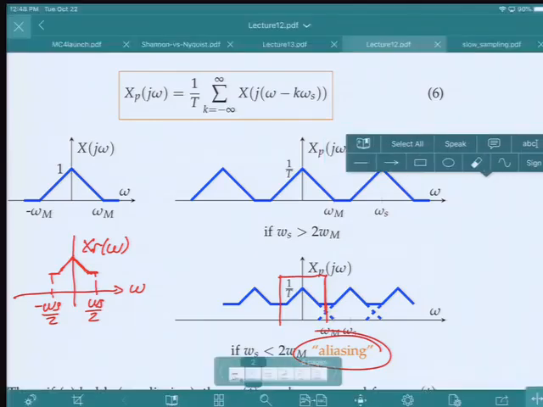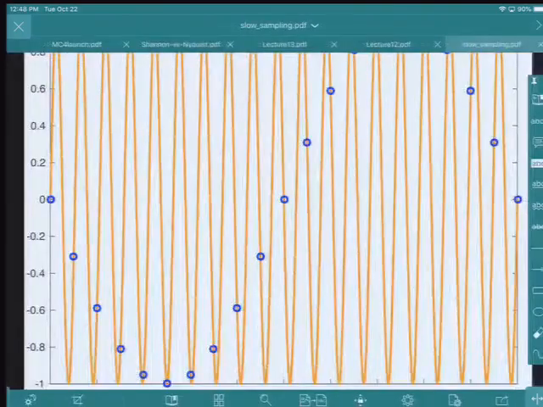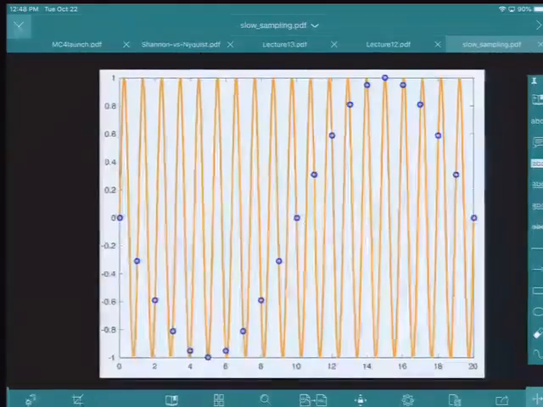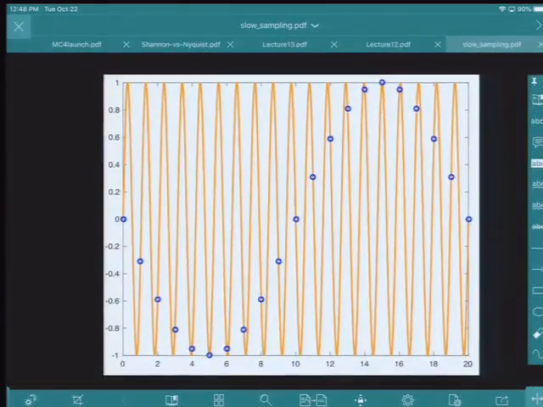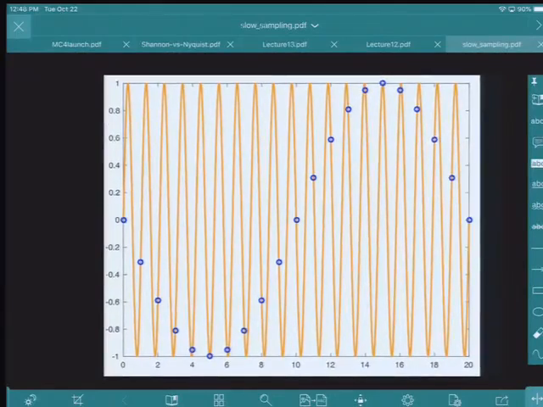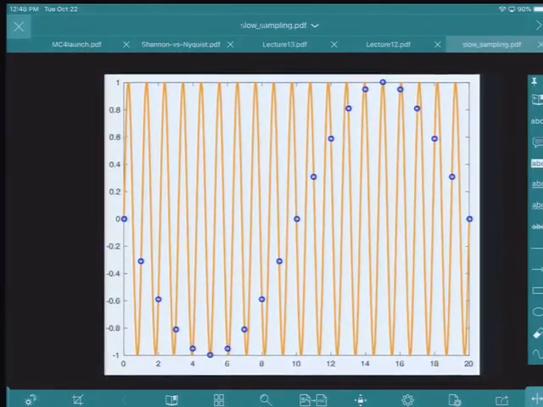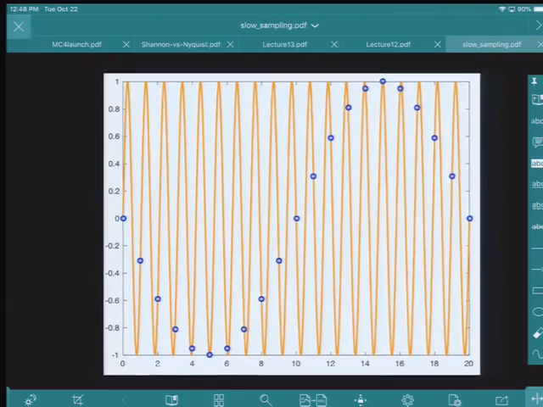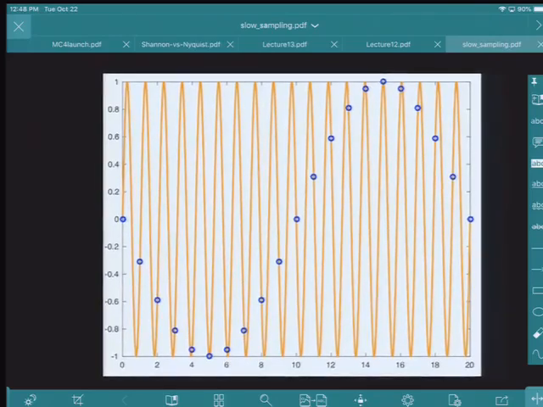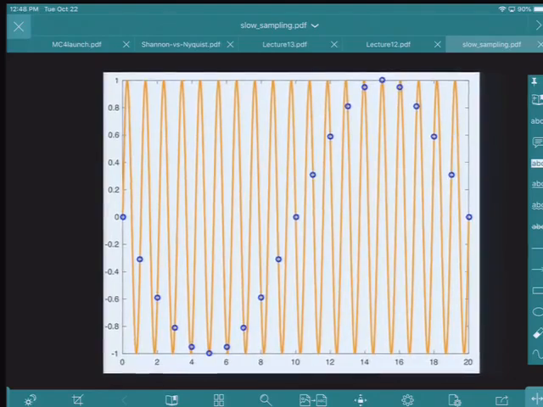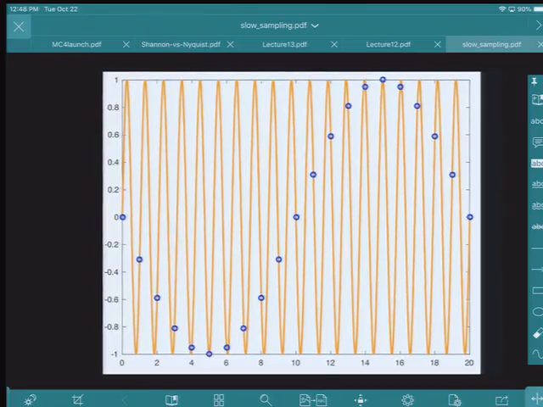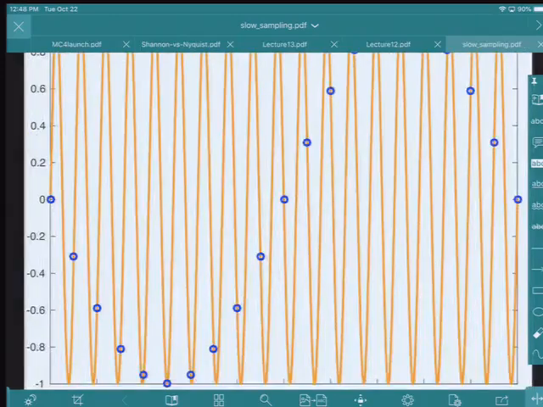Where is it? Here, slow sampling. Right? This is an example of aliasing where the signal was moving fast. It had a large bandwidth. Our omega s was very small, so we violated the condition of the theorem. And if you were to do a reconstruction from these points, you would get a nice and smooth, slowly varying sinusoidal function, which is different than the original one. Right? So that's why it will fail.